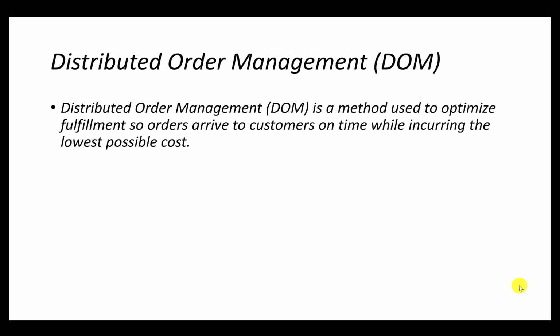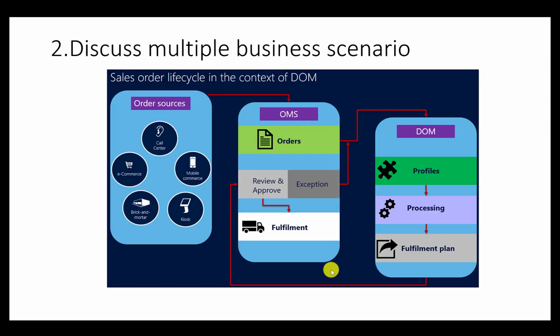of New York. So what happens is, in short, distributed order management takes your sales order and, based on the rules defined by your business, it optimizes the location of warehouse and site in Dynamics. Now let's jump to the second case where we will be discussing multiple business scenarios.